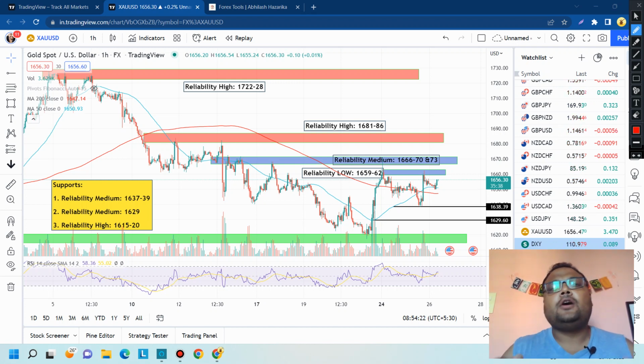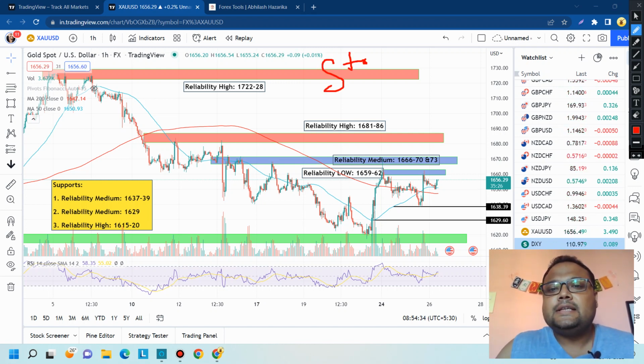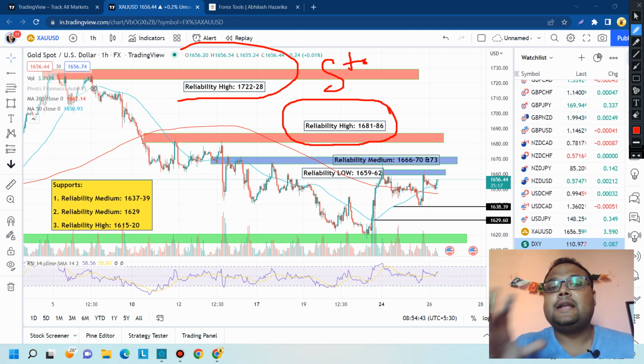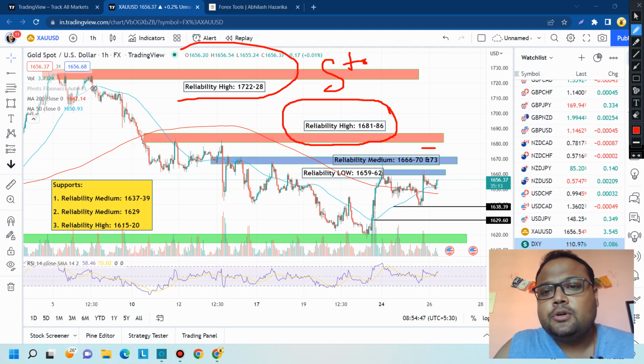We have got many levels on the chart, but that doesn't mean that each and every level is similar. Every level has different potential. In this chart, this is the strongest support, then this is the strongest resistance, 1720 to 28, and this is also a very strong resistance right now. Before that we also have 1666 to 70.